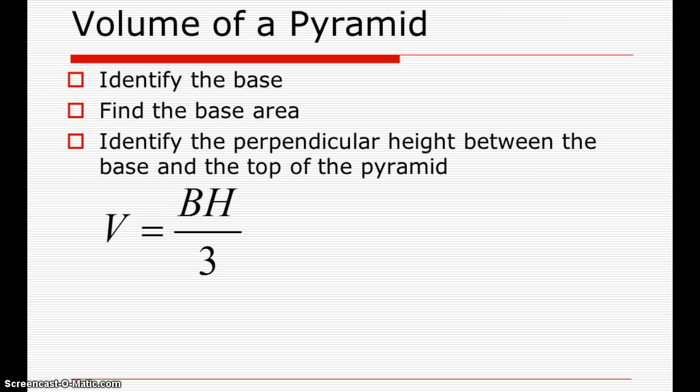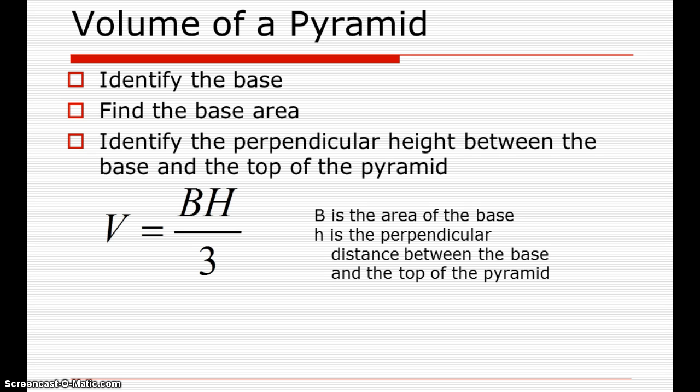Remember again, the big B stands for the area of the base. The big H is the perpendicular distance between the top of your pyramid and the base. So that's going to be from the very tip of your pyramid straight down into the center of your pyramid base. Okay, perpendicular from the top to the bottom, not the slanted height, but right up through the middle.